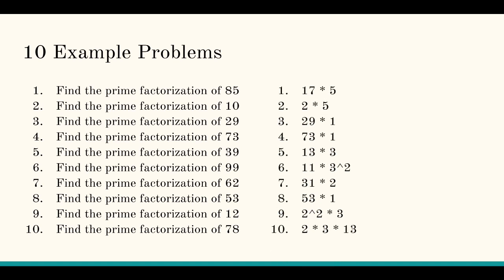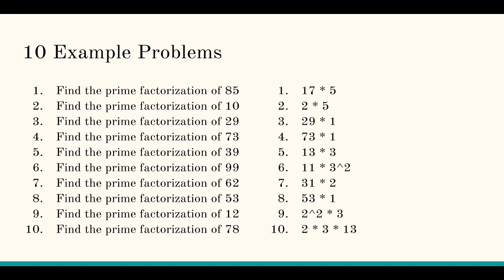The answer to the first problem is 17 times 5. The answer to the second problem is 2 times 5. The answer to the third problem is 29 times 1. The answer to the fourth problem is 73 times 1. The answer to the fifth problem is 13 times 3. The answer to the sixth problem is 11 times 3 squared.